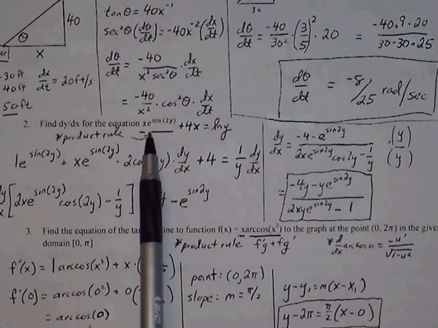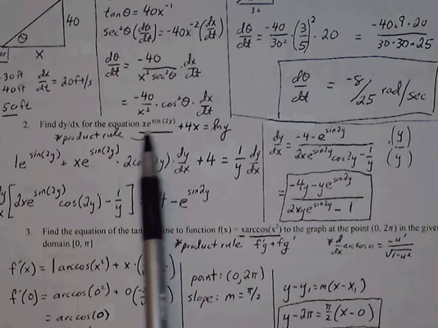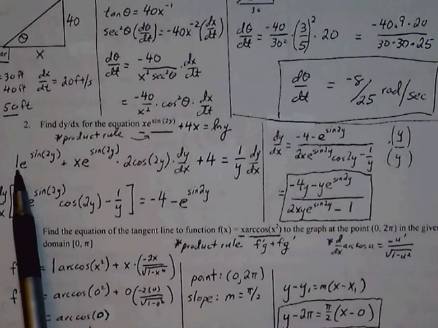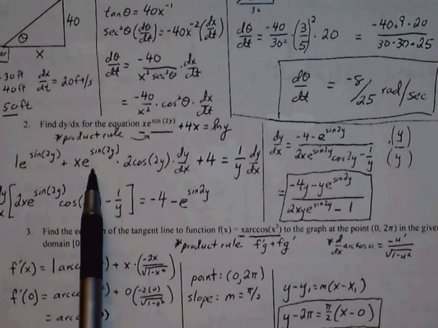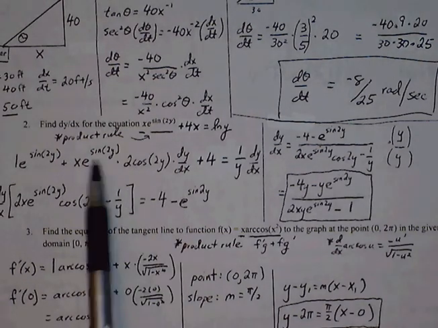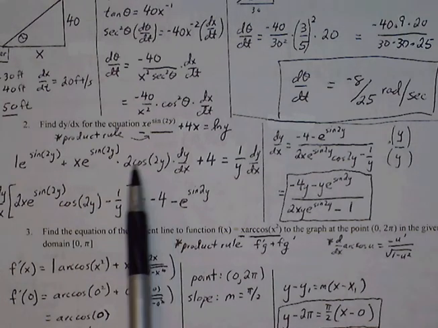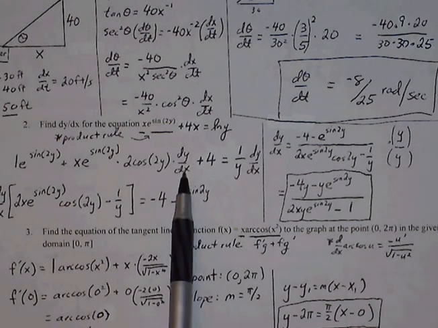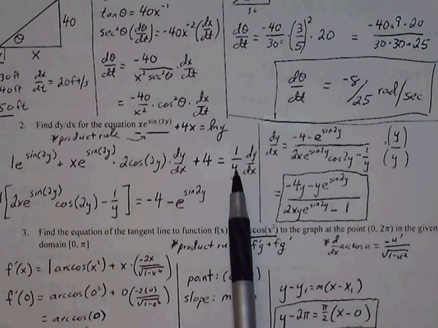So we go through, we take it one term at a time. So x times e to the sine of 2y, we have to use product rule. So f prime, x becomes 1, f prime g plus f times g prime. The derivative of e to the u is e to the u times u prime. So the derivative of sine of 2y is cosine of 2y times 2 dy/dx. Involves a derivative, we have to do dy/dx. 4x goes to 4. Natural log of y is simply 1 over y times dy/dx.